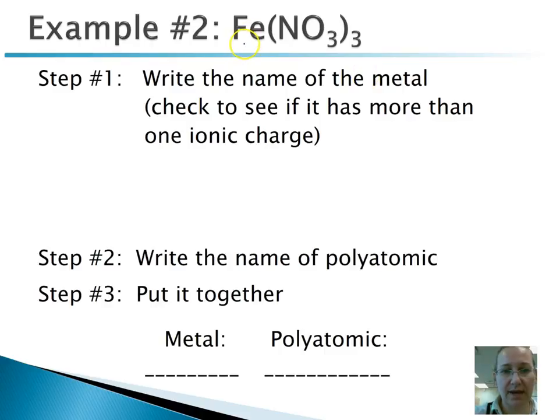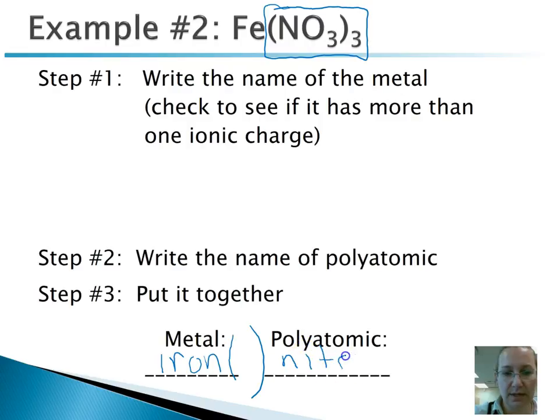FeNO33. Now again, Fe, if I look that up, it's iron. And when I look up iron, it has multiple charges. So I'm going to leave the brackets there. I'm going to need to fill that in a second. But I'm going to finish off my polyatomic. NO3, again, I know it's a polyatomic because it's more than 2 elements. And if you go back to that chart, NO3 is nitrate. So I'm just going to write nitrate.